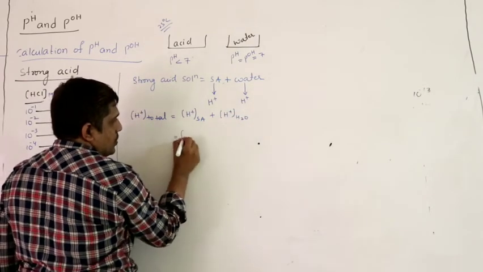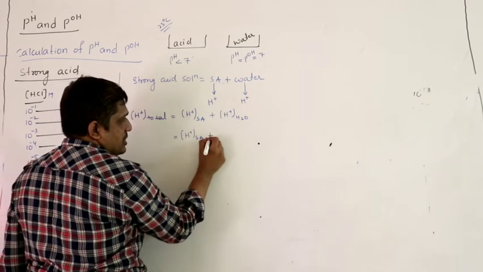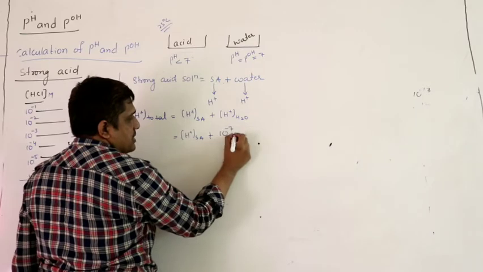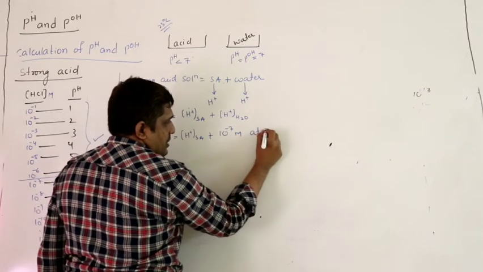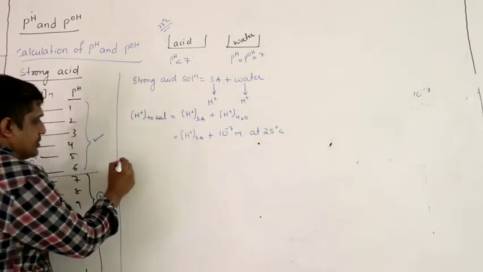This is equal to H plus ion concentration from strong acid. What is H plus ion concentration from water? Nothing but 10 power minus 7 molar. Of course, temperature we have to write 25 degree Celsius. So there are two cases.